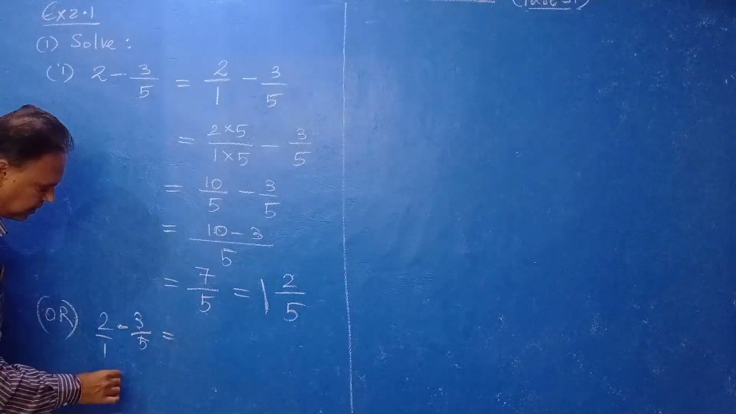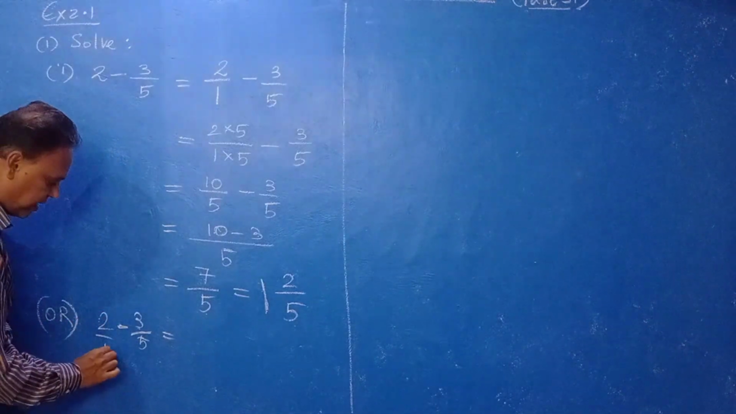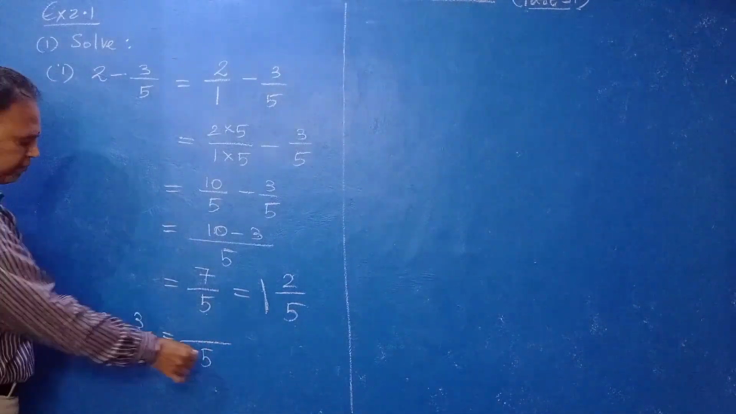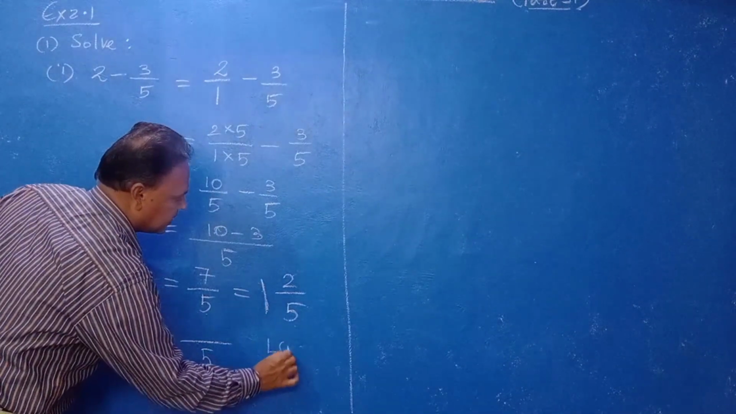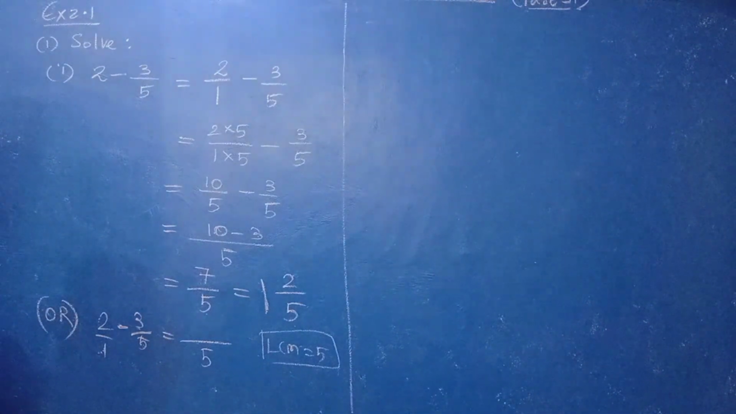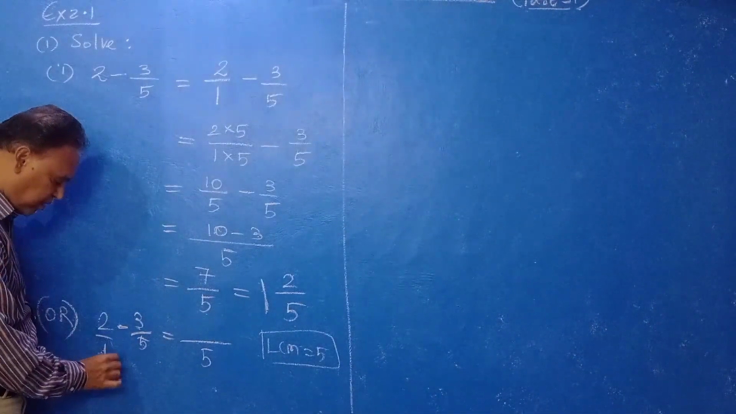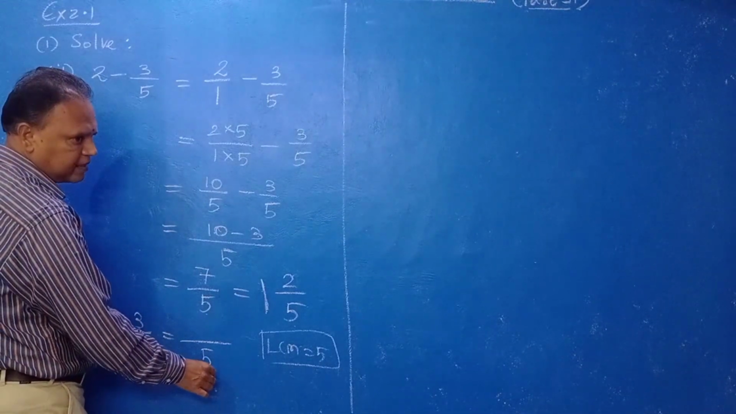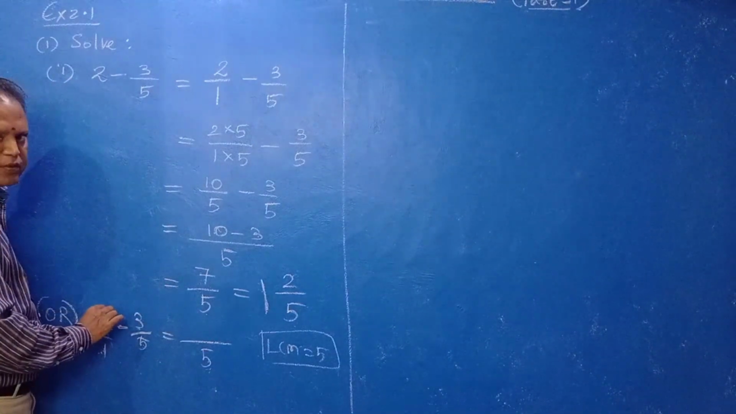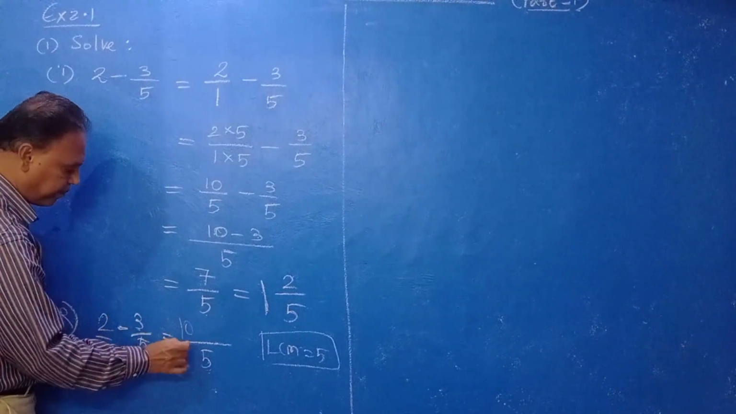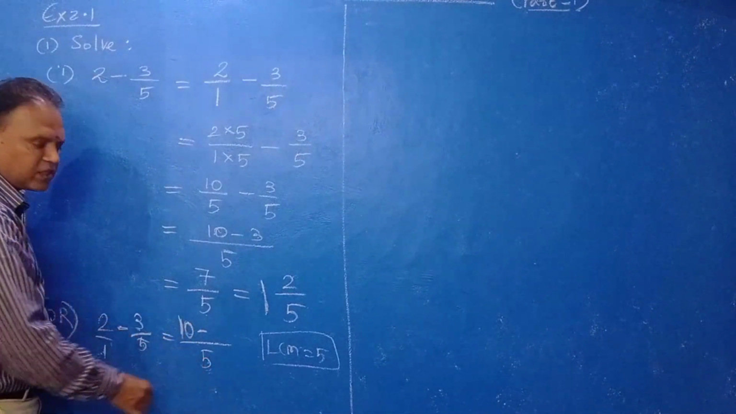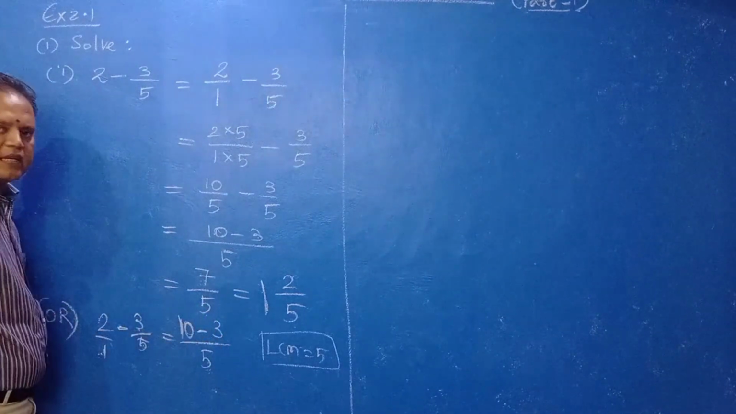Here, denominator 1 you take. Denominator not given means you take 1. Now take the LCM. LCM is 5. 1 into 5, 5, the LCM. Take the LCM of both denominators, it is 5. Now divide this denominator, the first term's denominator, into the LCM. How much will you get? 5 by 1 is 5. So 5 multiplied with this numerator means 10. 2 into 5, 10. Minus. Now divide this 5 into the LCM, how much? 1. 1 into 3, 3. Clear? This is the method.